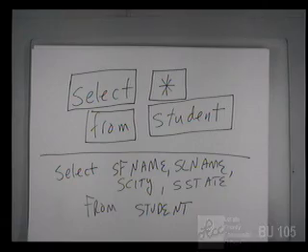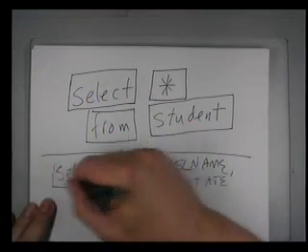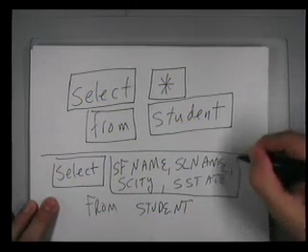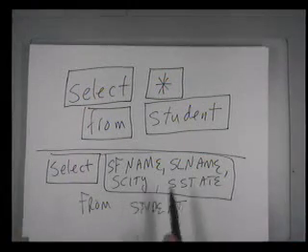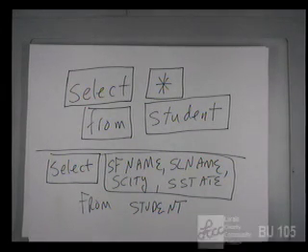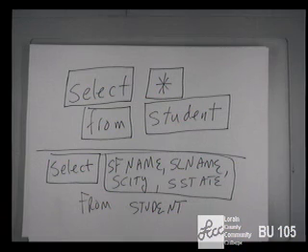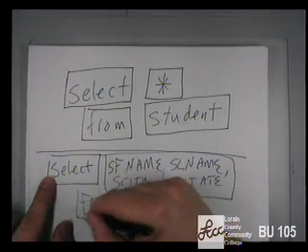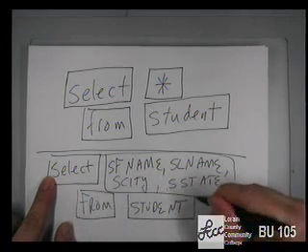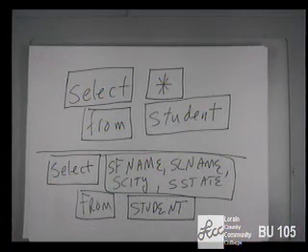So, again, the word select, the list of columns. There's commas between each column, except for the last one. There's not a comma after the last column. The commas are just there to separate each column. We then have the word from, and then we have the table that we're pulling it from. Yes?